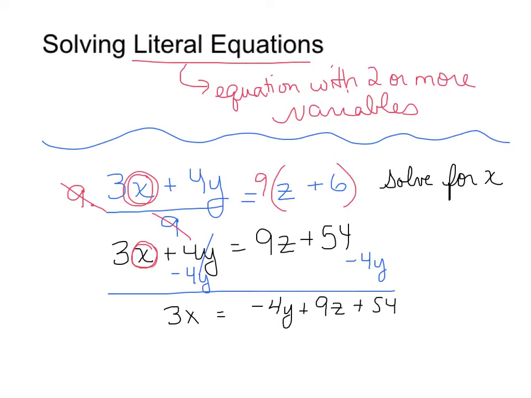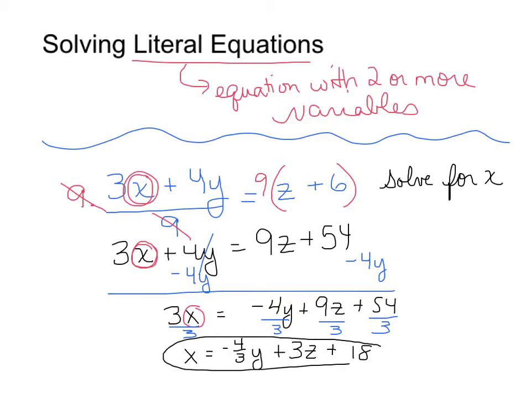And at this point, to get the x by itself, I'm going to just divide by 3, which means I need to divide every single term by 3. So in this case, x will equal negative 4/3 y plus 3z plus 18. So I've rearranged this literal equation, solving for x.